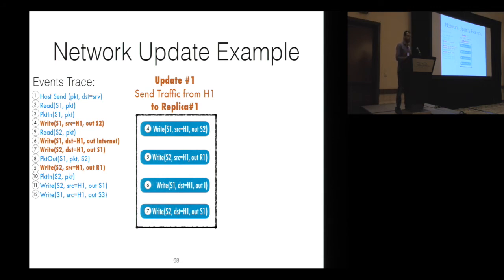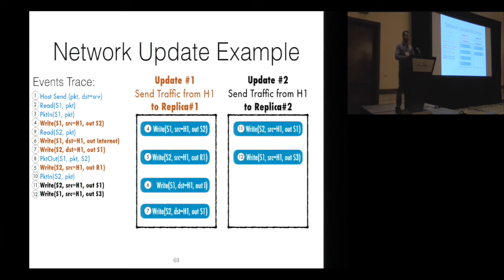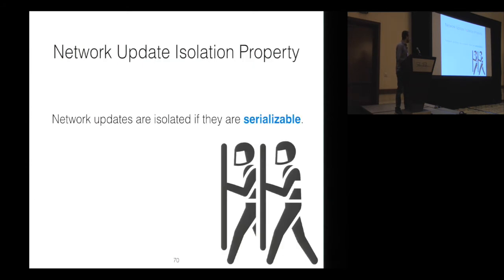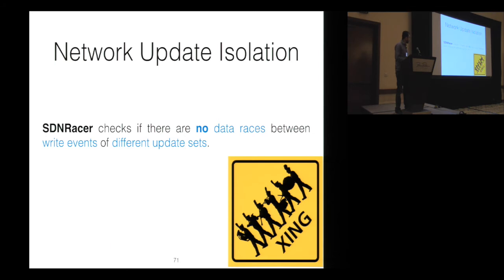So if we go to our example, we have here the event trace. And in reality, we have two versions in the network. Version 1, the update number 1, basically says forward the packets to replica 1. And the second version says forward the packets to replica 2. So what about our property? The property that we test for here is the isolation property. And basically we're saying two network updates are isolated if they are serializable.